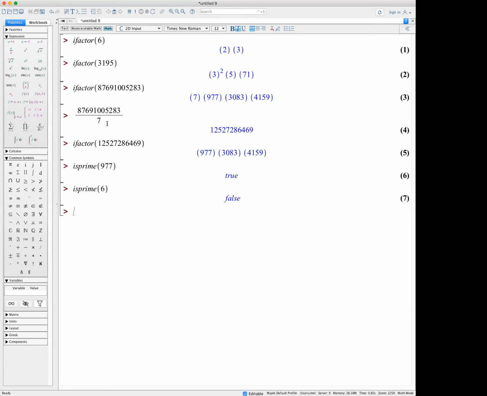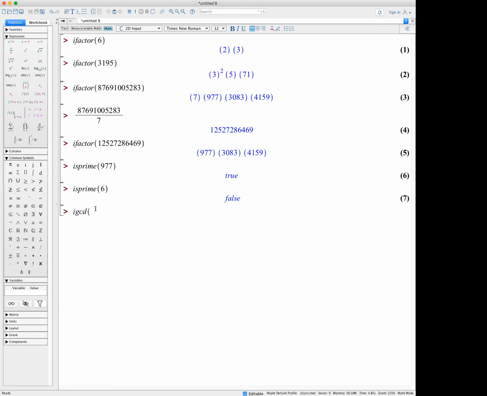Good. So ifactor is the command to factor an integer. That means integer factor. If you just say factor, that's the command in Maple for a polynomial. So we have ifactor, which factors an integer. isprime tells you whether a positive integer is prime or composite, true or false. There's also a command for finding the integer greatest common divisor, igcd.